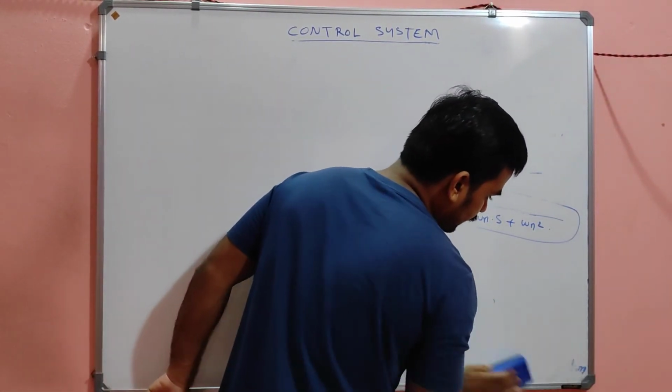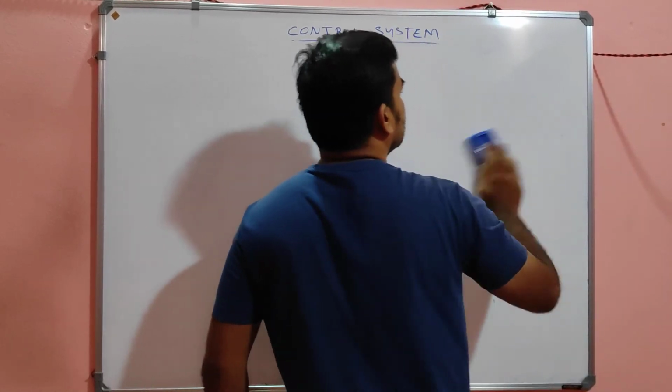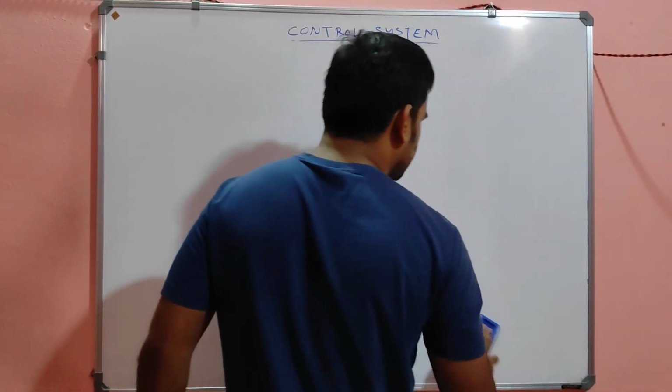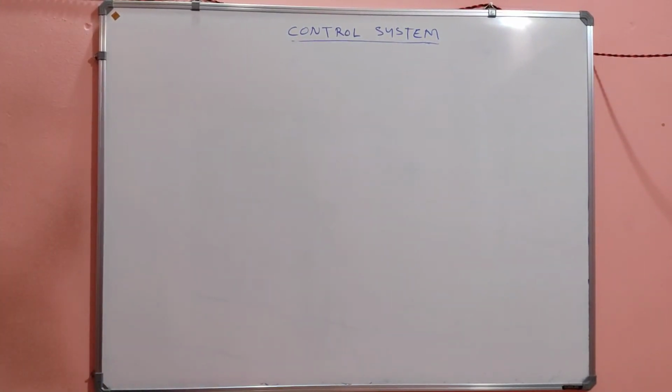Second order characteristic equation and derivation: S square plus 2 theta omega n into S plus omega n square. This equation you should remember all the time.